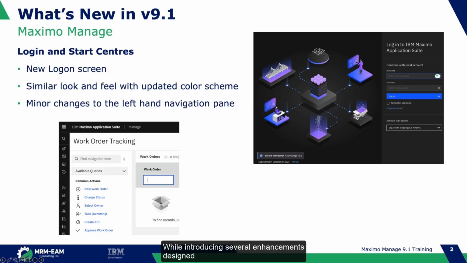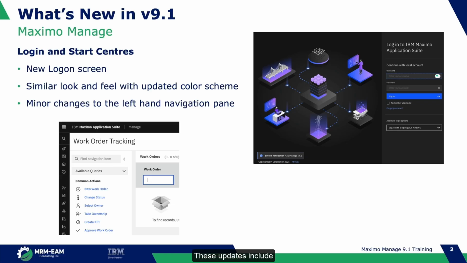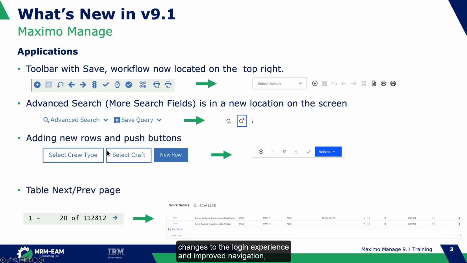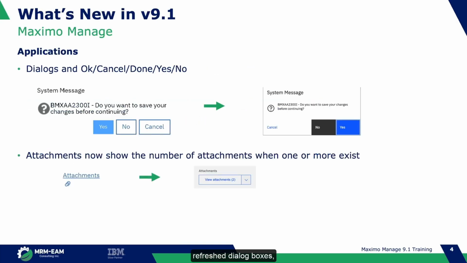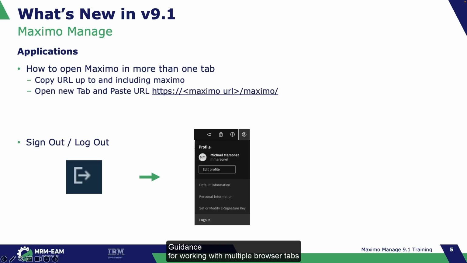Maximo 9.1 maintains the core functionality that users are familiar with from previous versions while introducing several enhancements designed to improve usability and streamline the overall user experience. These updates include changes to the login experience and improved navigation, a repositioned toolbar, updated search and query tools, new approaches to row actions within tables, refreshed dialog boxes, improved visibility and management of attachments, guidance for working with multiple browser tabs, and updated logout behavior. Together, these improvements modernize the interface while preserving the workflows users already know.